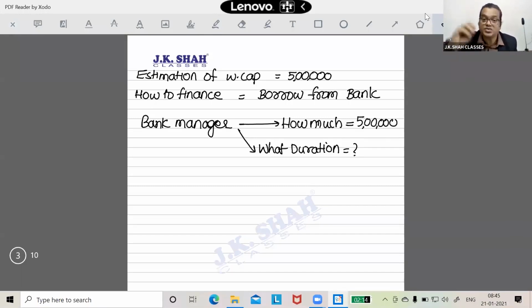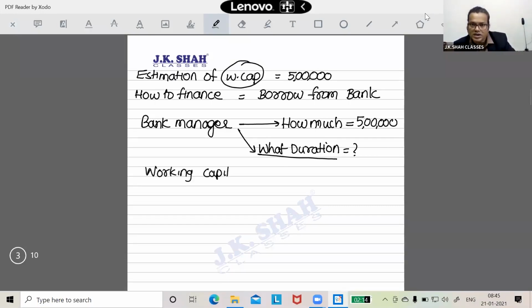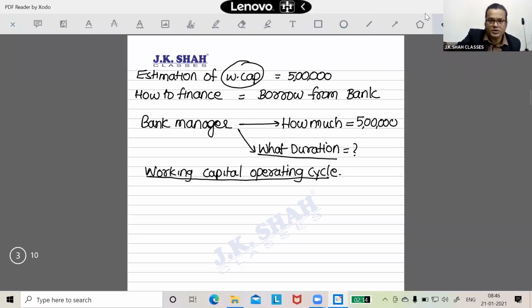Number two, duration. You want it for 5 months, 6 months, a year, 2 years, 10 years or 20 years. What's the duration? The duration is necessary. What are we borrowing this money for? We are borrowing this money for working capital, day-to-day needs. So what will be the duration? That is called the working capital operating cycle. Working capital operating cycle. So what does it mean? Okay, I'll explain.